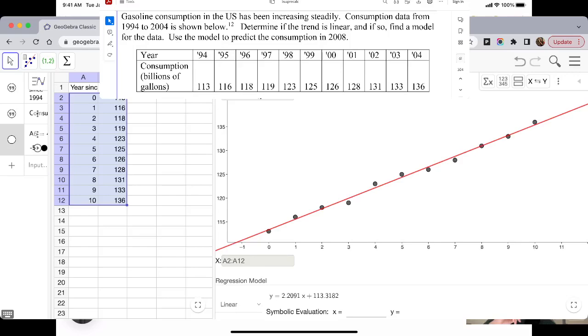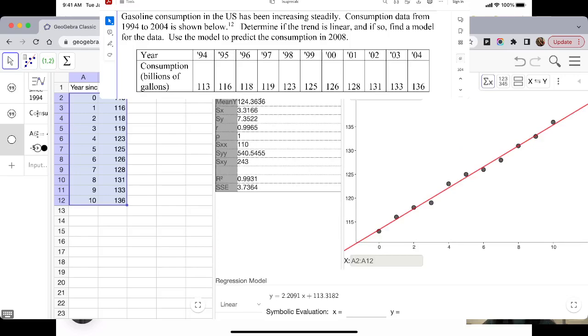So now take a look. It gives you the function, which is y equals 2.2091x plus 113. And then on the upper right, choose the first icon, which is show statistics, and you will find the R value equals 0.9095. So how do we predict? But we're not done yet.